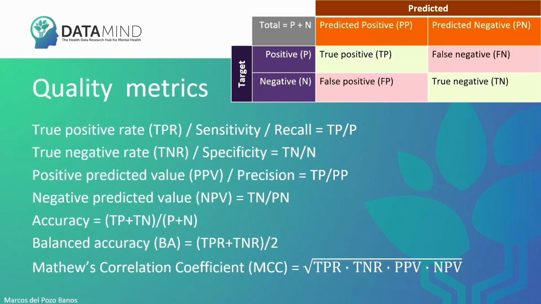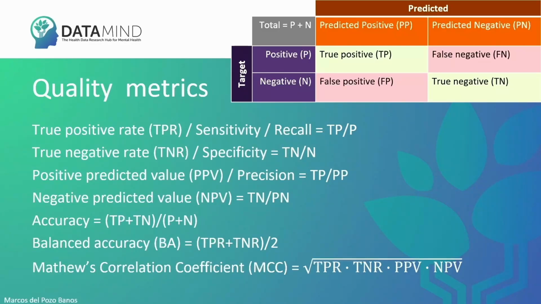We have the positive predicted value, or precision, and this is the proportion of samples predicted as positive that were really positive. And we have the negative predicted value, which is the proportion of samples that were predicted as negative and that were truly negative samples. We have accuracy, which is just, of all the samples, how many did we correctly classify, or the proportion that we correctly classify.